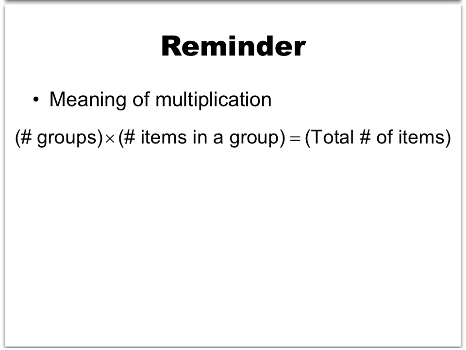Another thing that we want to remind ourselves of is the meaning of multiplication. It's something we've been talking about all semester. We're going to use this meaning many times throughout this section. So the meaning of multiplication is we take the number of groups times the number of items in a group, and that's going to equal the total number of items. So in all these problems we're going to be figuring out a number of groups and a number of items in a group in some way to get the total number of items.